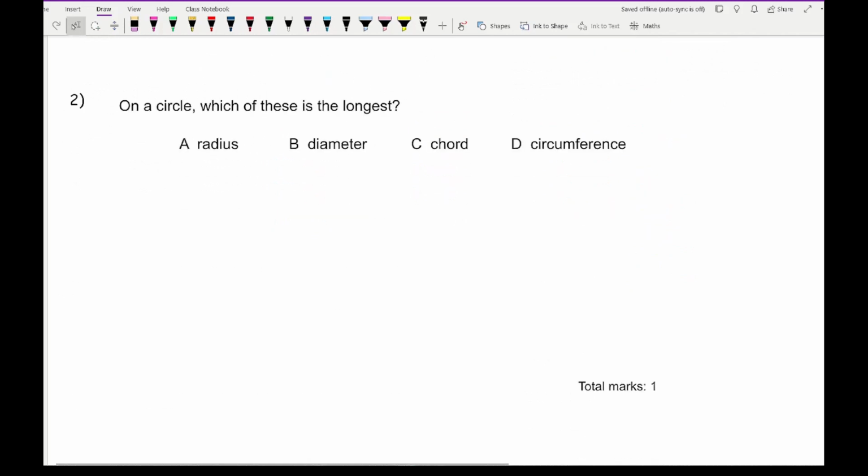Moving on to question 2, it says, on the circle, which of these is the longest? And the correct answer you should have is the circumference. And again, if you're ever unsure, just draw a quick circle and then draw each of the points or the lines on there, and you should be good to decide the answer.